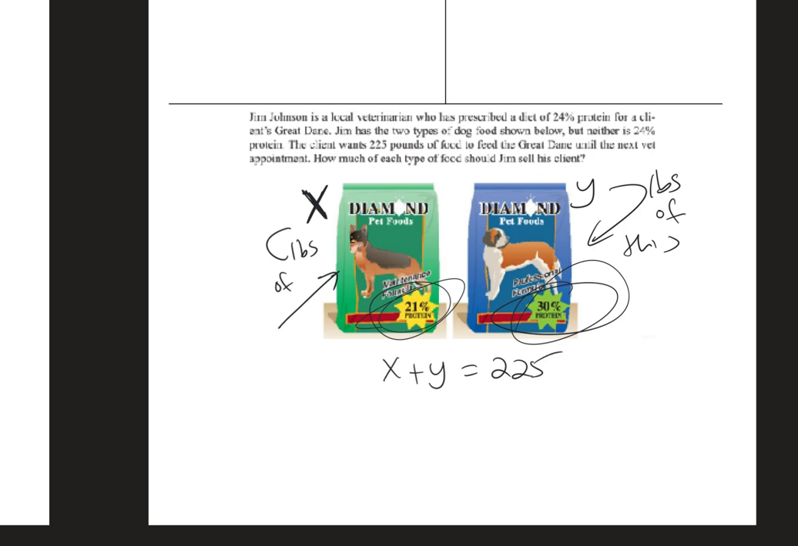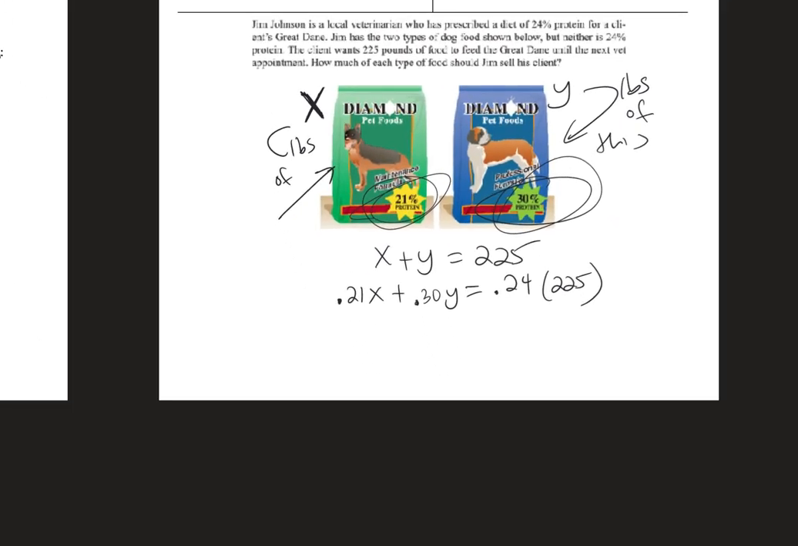I also am going to say, from the protein point of view, that if I was looking at how much protein, I would have 0.21 per pound, 21%. And then I am looking at y, and that means I'm going to get 30% of protein per pound. And then I also know that altogether, my goal is to have 0.24 protein, and we are going to end up with this many pounds. And so this is the system that I'm going to have to solve.